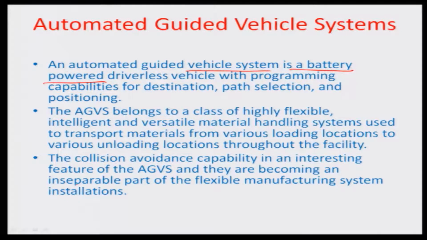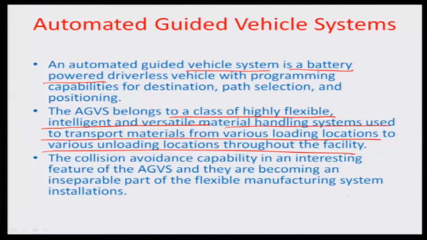So, you have to have a path and programming associated with such a vehicle, so that you have the capability of auto unloading and loading between different places, particularly on large assembly lines. It belongs to a class of highly flexible, intelligent and versatile material handling systems used to transport materials from various loading locations to various unloading locations throughout a facility. In industrial automation, it is a very important component when we are talking about high volume production.